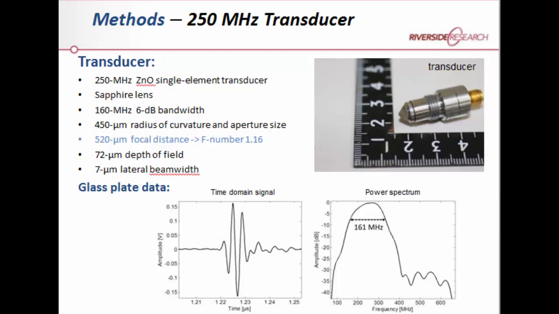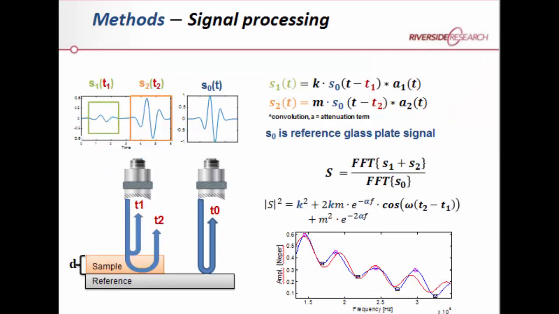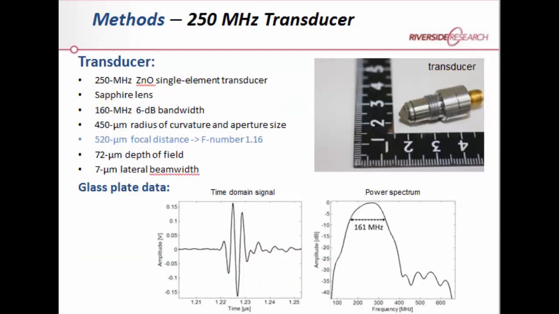Well, as I mentioned, it is very highly focused, so the beam width is about 7 micrometers, which gives us the lateral resolution. However, the focal depth is very high in order to give the high resolution even for the 12 micron thick sections.